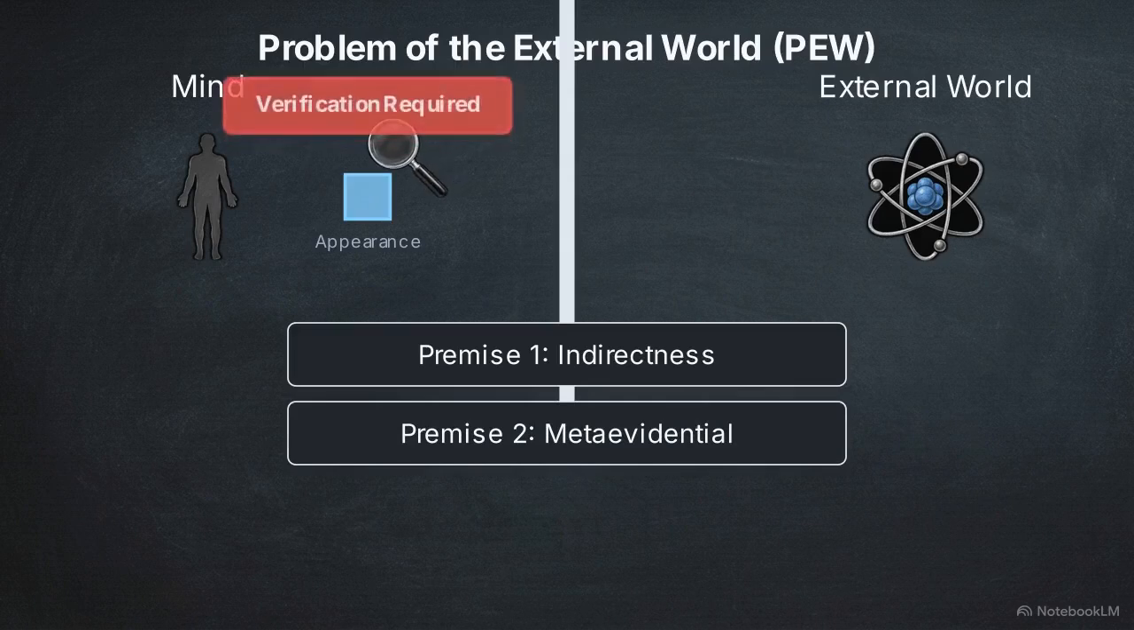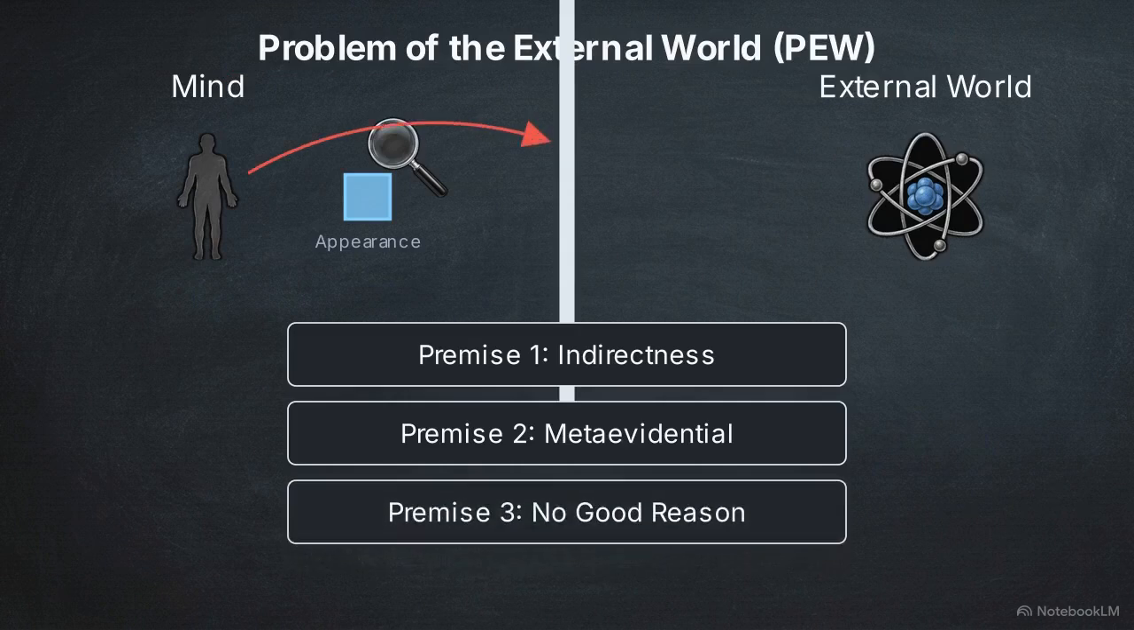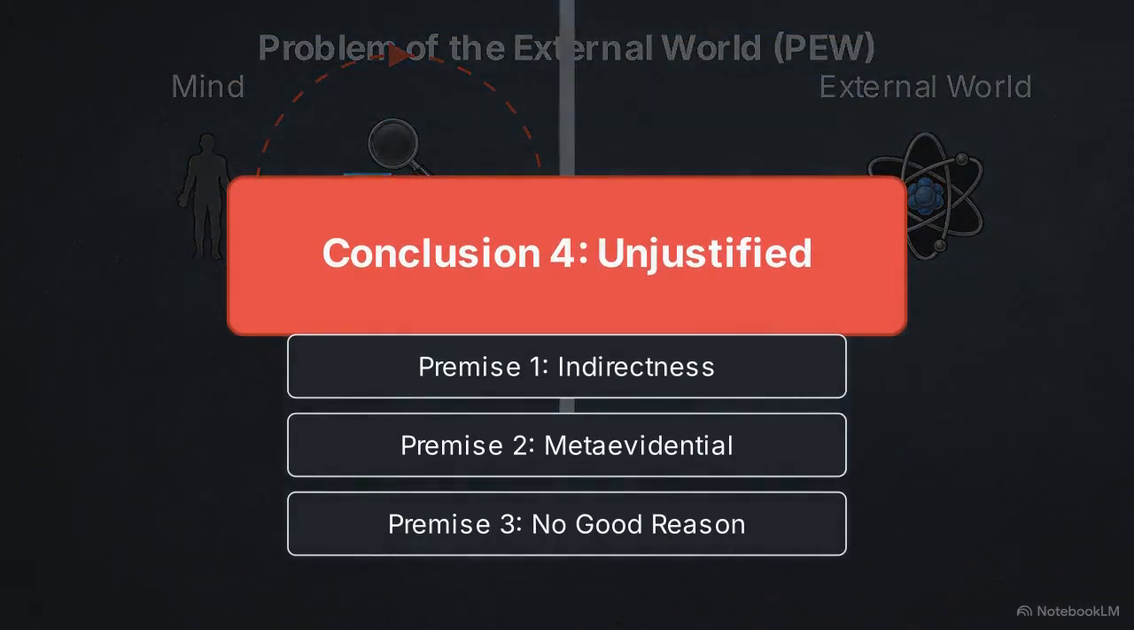The meta-evidential principle is a requirement that an agent must have a justified reason to believe their sense organs are functioning correctly before trusting the resulting data. Next is premise 3, the no good reason claim. Any attempt to verify the accuracy of your perception inherently relies on using your perception. This traps the observer in a circular feedback loop, meaning we have no independent reason to trust our senses. These three premises logically necessitate the conclusion. Step 4. All perceptual beliefs about the external world are unjustified.